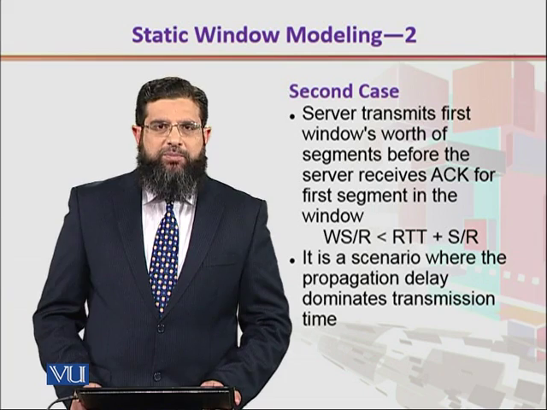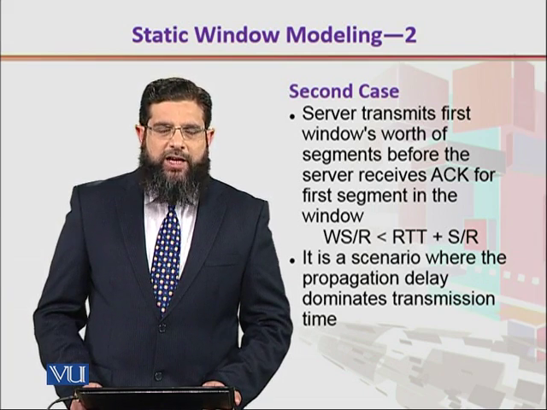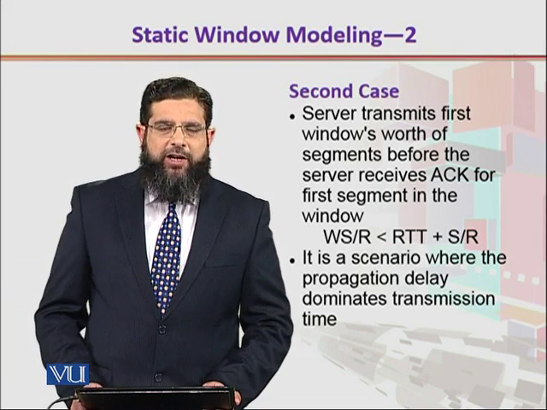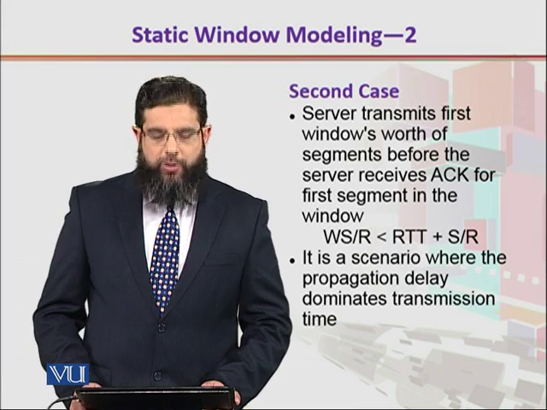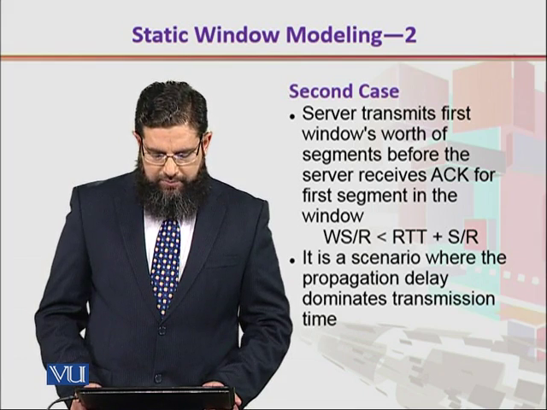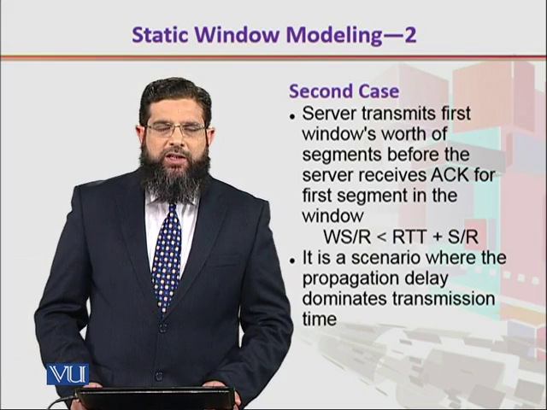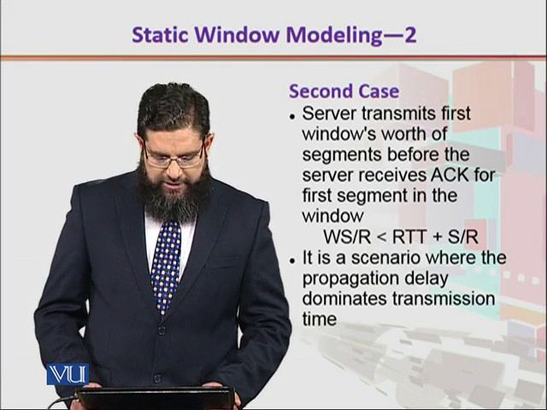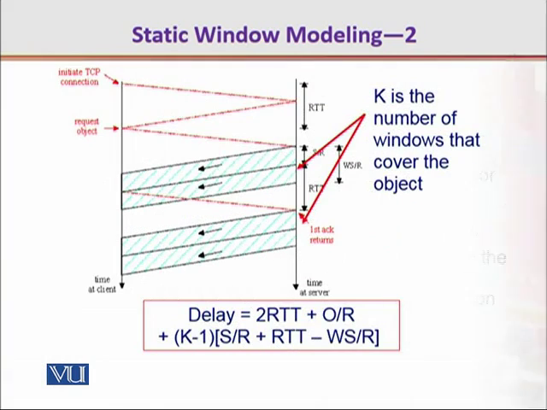Mathematically, we can say that the time it takes to transmit W segments, each taking S divided by R time, is much less as compared to the round trip time. As I said, it is a scenario in which the propagation delay dominates the transmission time, such as a satellite link.